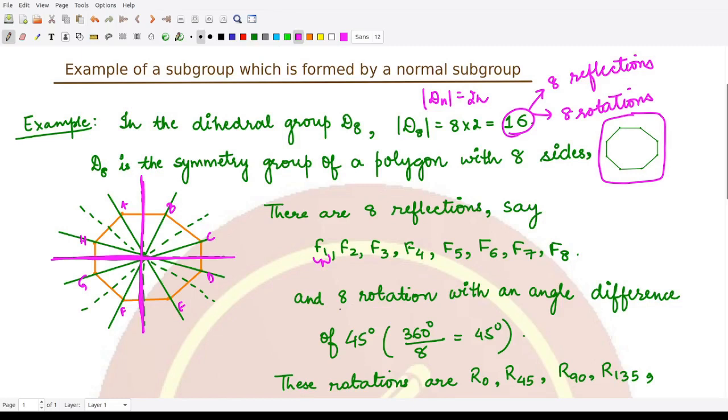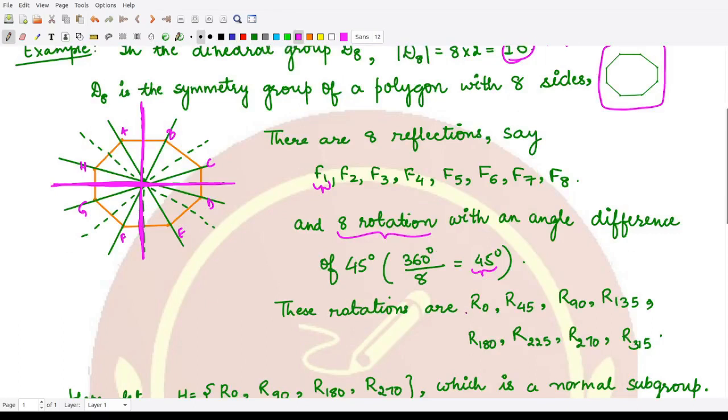And in total we have 8 rotations, right? We have a 360-degree angle and we have 8 such rotations. So each rotation would be of an angle of 45 degrees. Therefore the rotations are the identity rotation, which is R0, then we have R45, R90, just keep adding 45 degrees to each of the angles. So next would be R135, R180, R225, R270 and R315.